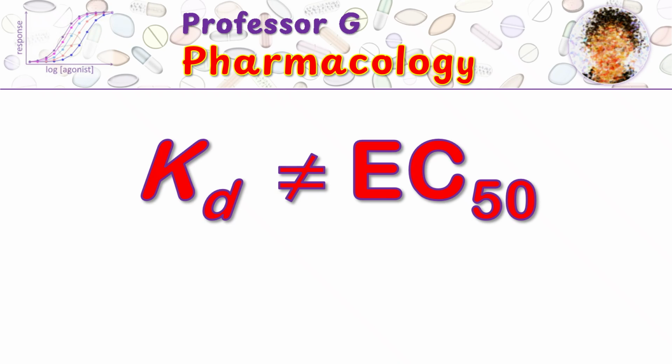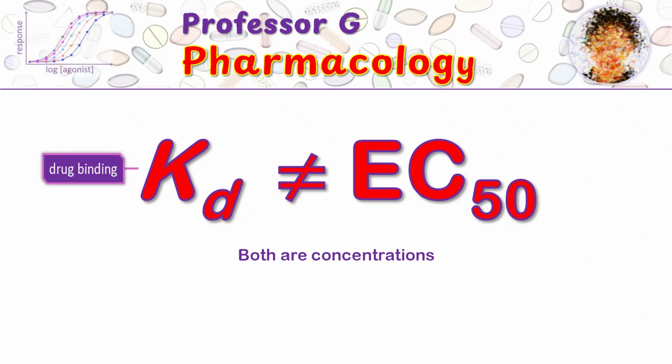A common point of confusion in pharmacology is the difference between Kd and EC50. Both relate to a drug concentration, but they measure different stages of drug action. Kd tells us how tightly a drug binds to a receptor. EC50 tells us how much drug is needed to produce a biological effect.